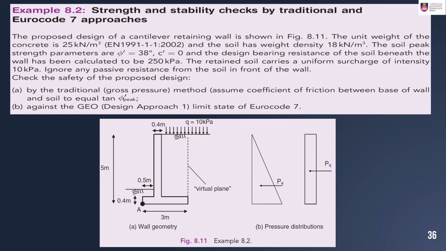Next is example 8.2 on the strength and stability checks by traditional and Eurocode 7 approaches. So we go straight to the GEO design approach limit state, Eurocode 7.